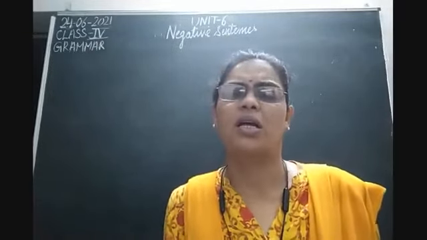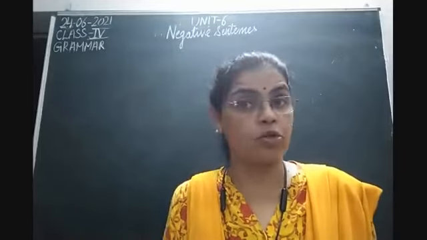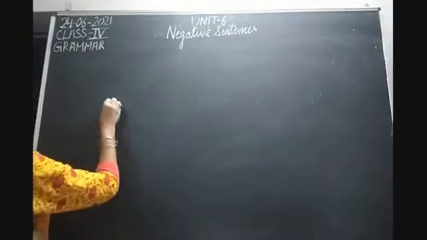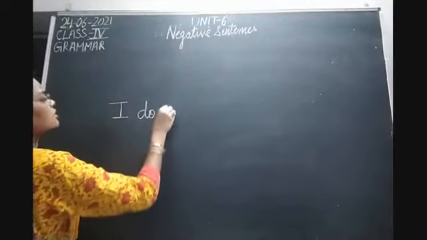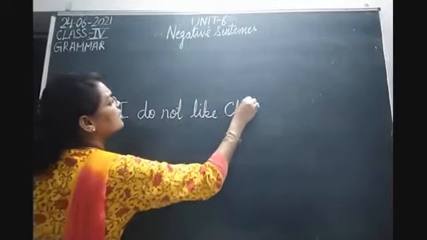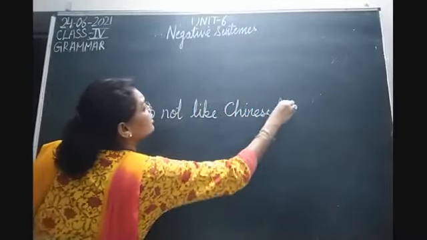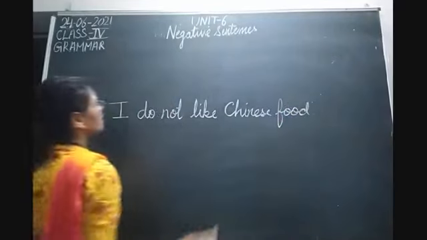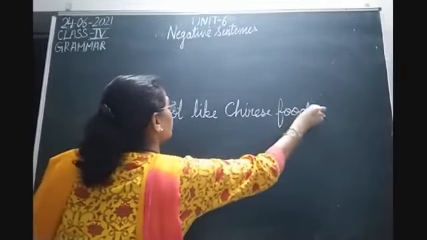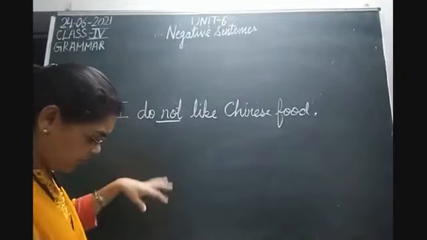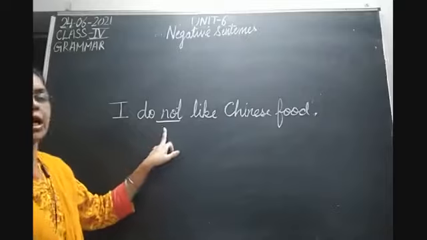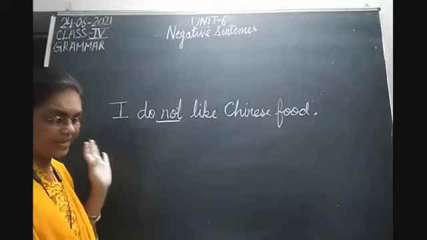I do not like Chinese food. मुझे चाइनीज फूड नहीं अच्छा लगता. मैंने क्या लिखा, I do not like Chinese food. ठीक है, ये मैंने कौन सा सेंटेंस लिखा है? नेगेटिव सेंटेंस. क्यों सेंटेंस नेगेटिव है? बिकॉज इसमें नॉट है. और आपको ये ध्यान रखना है कि ये जो नॉट आता है ये हमेशा हेल्पिंग वर्ब के बाद ही सेंटेंस में आता है.